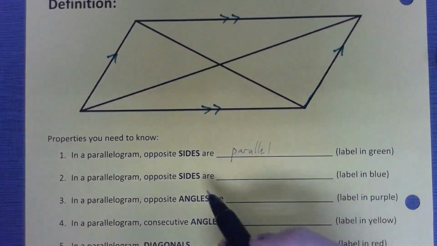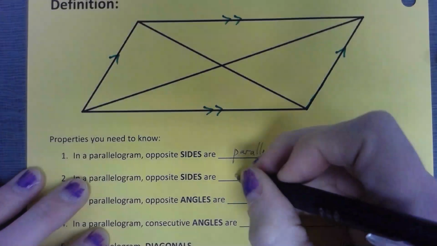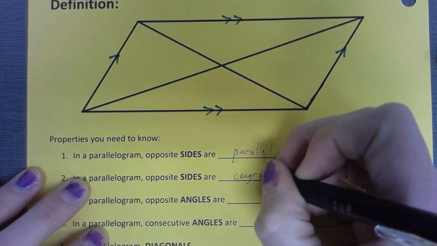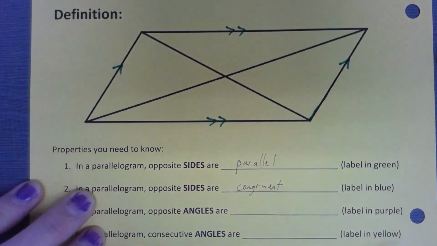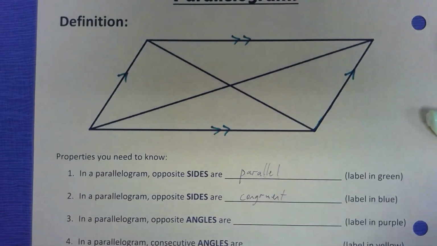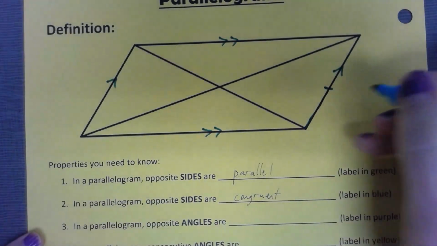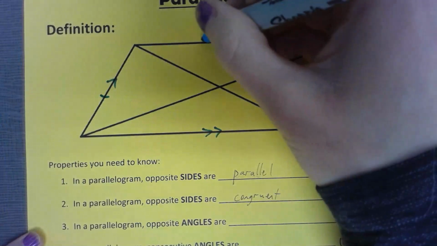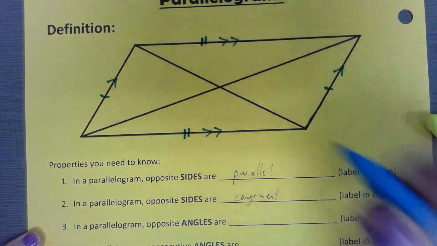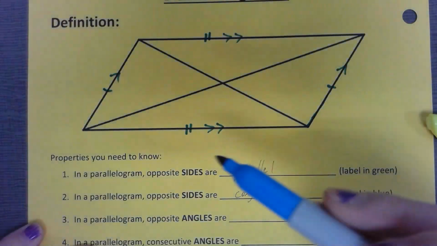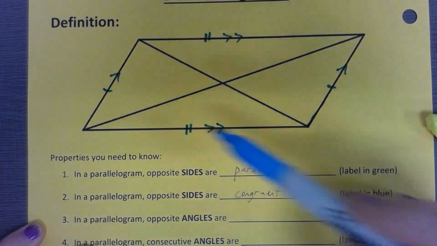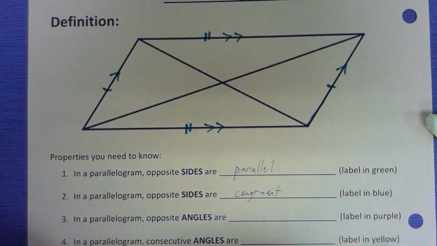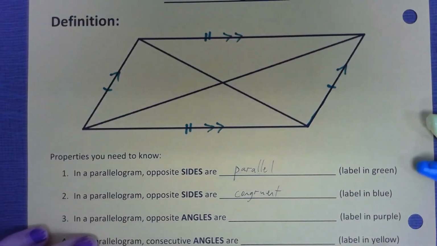Now, in addition to that, the opposite sides are also congruent. Opposite sides are also congruent, which the symbol for congruence is just a dash mark. Okay? And we'll put a different number of dash marks depending on which pair of sides we are marking congruent. Once again, the blue doesn't necessarily show up very well on the yellow. In fact, it looks green. Blue and yellow together make that green color.